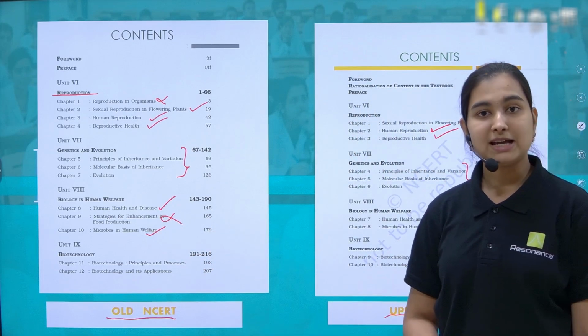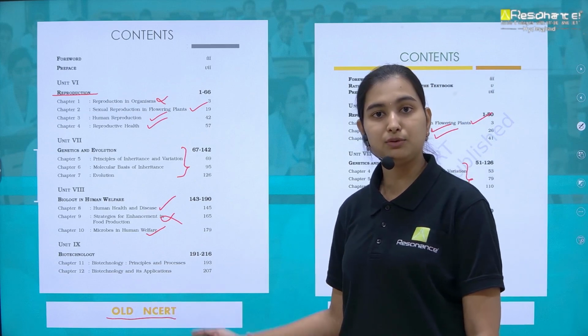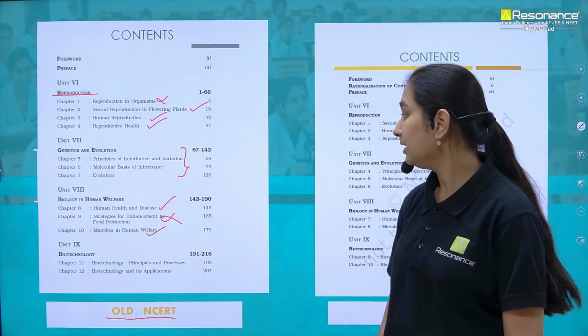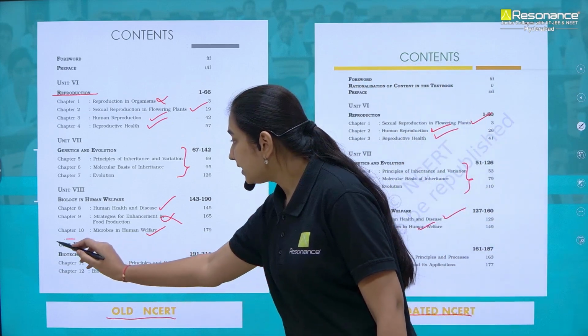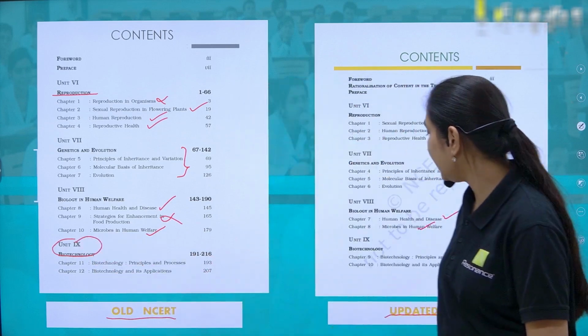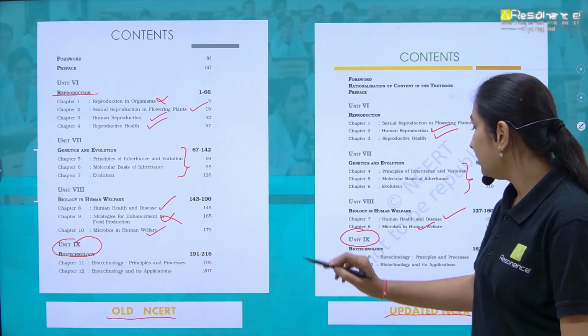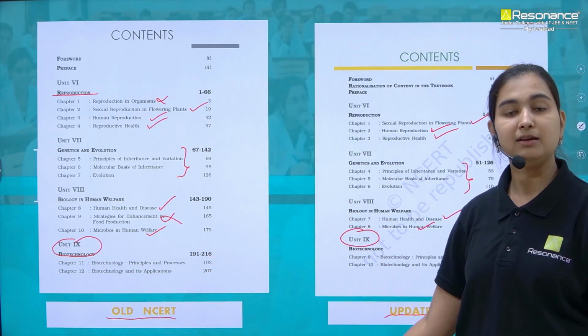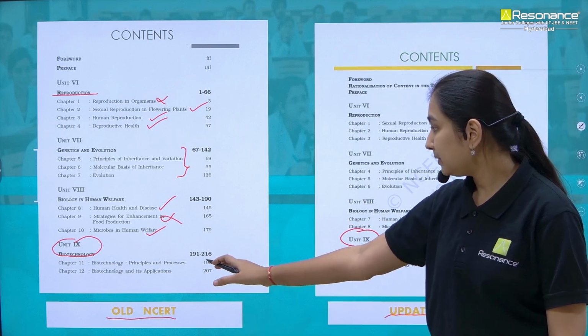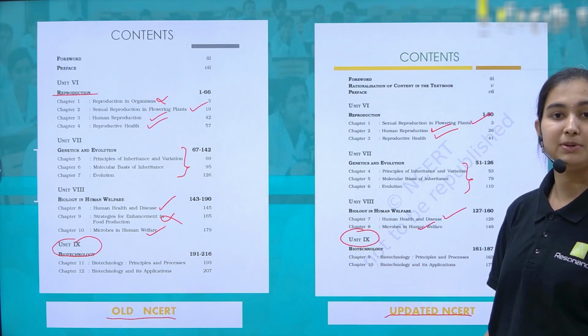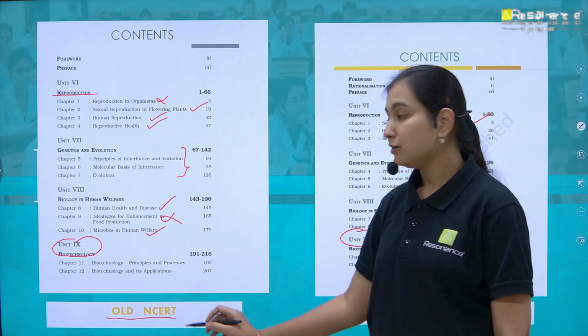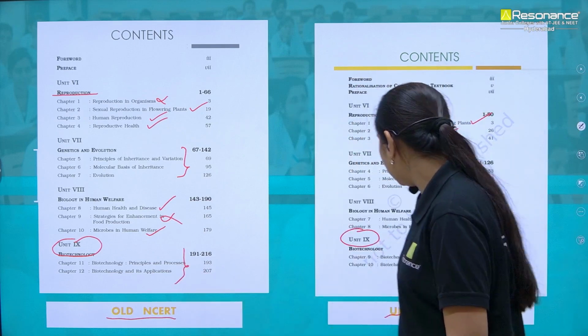Yeah, some part is added that we will discuss in the upcoming slides. Fine. Now next we have biotechnology, unit 9. Here also the same chapters are there, the principles and process, and the applications. So here also 2 chapters are there, and here also 2 chapters.